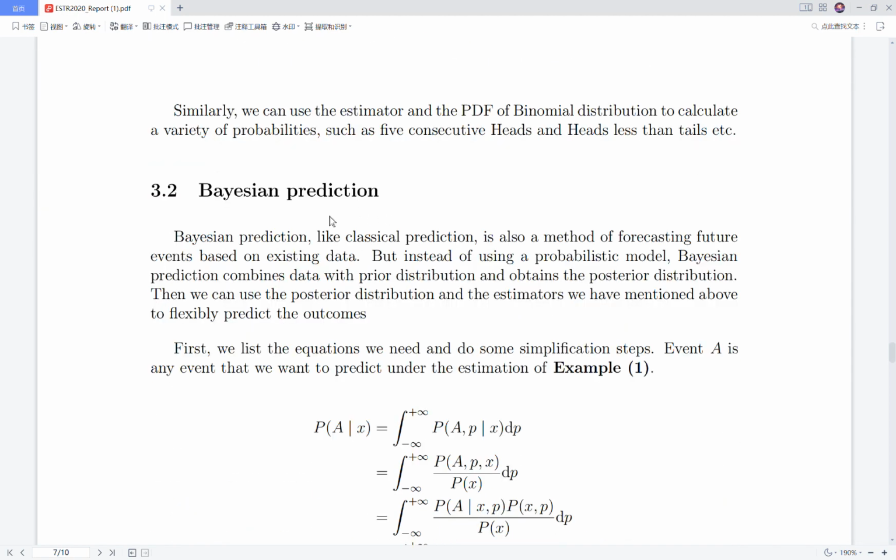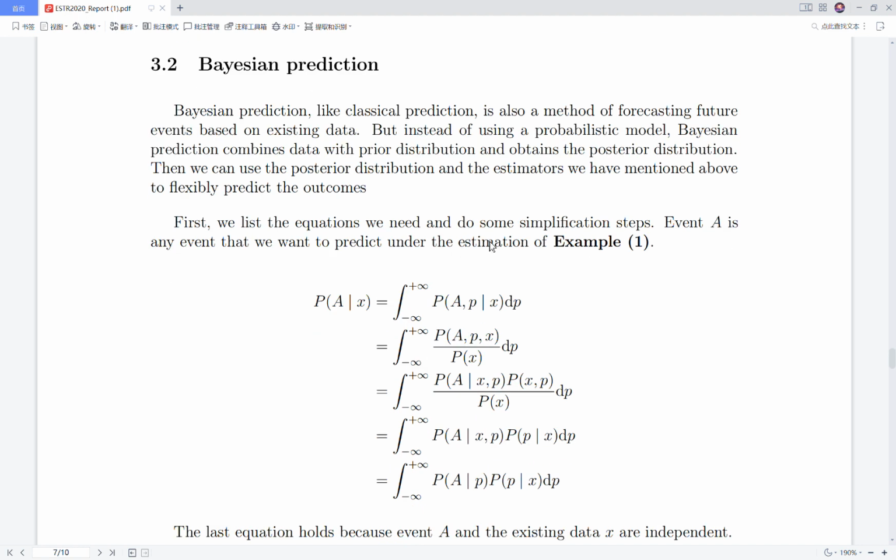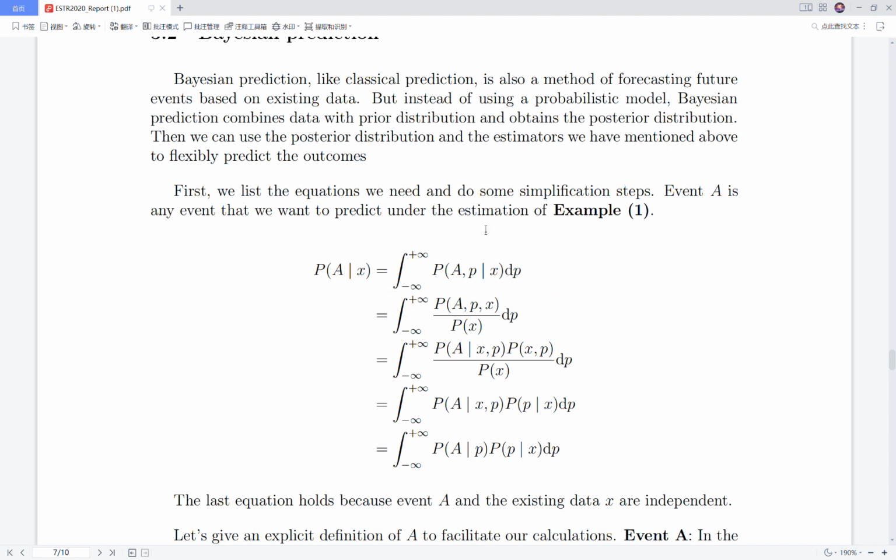For the Bayesian prediction, instead of using a probabilistic model, Bayesian prediction combines data with the prior distribution and obtains the posterior distribution. Then we can use the posterior distribution to flexibly predict the outcomes. First, we list the equation we need and do some simplification steps. Event A is any event that we want to predict.